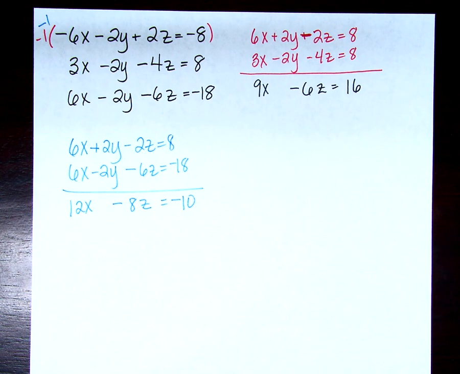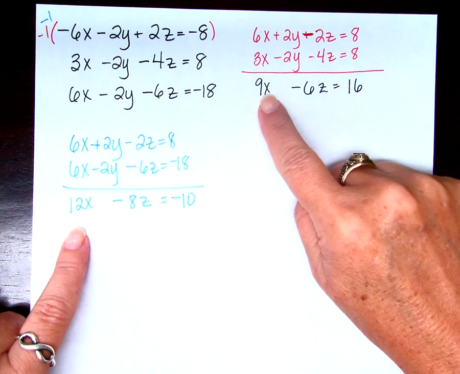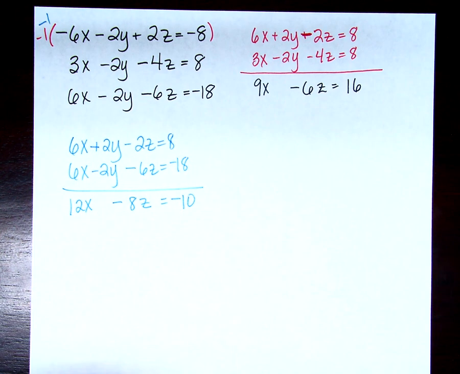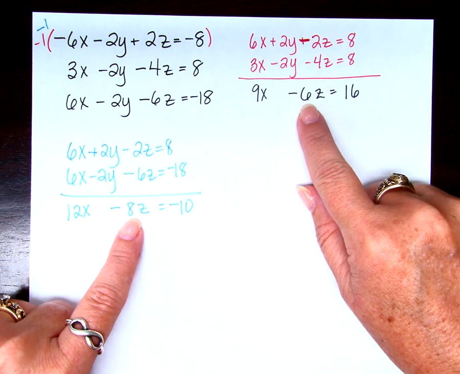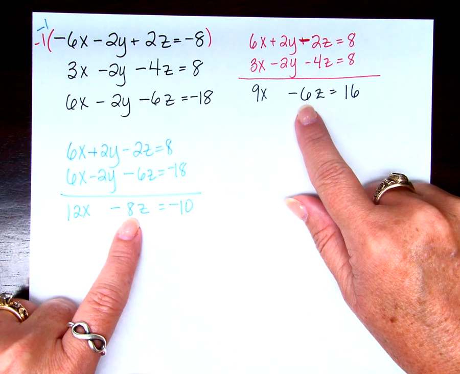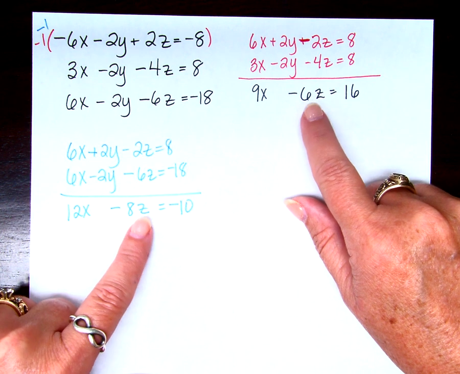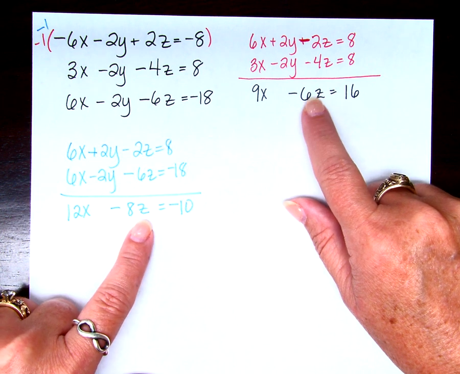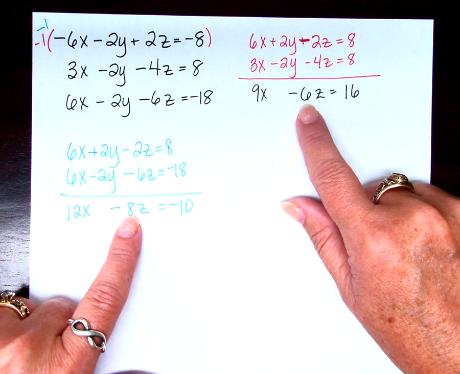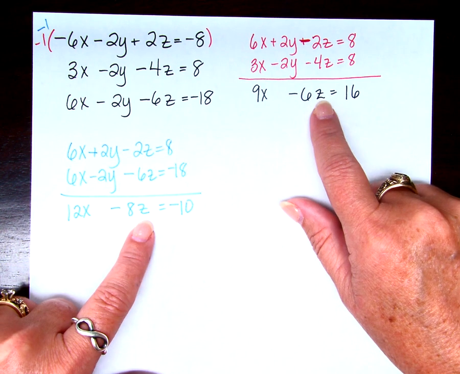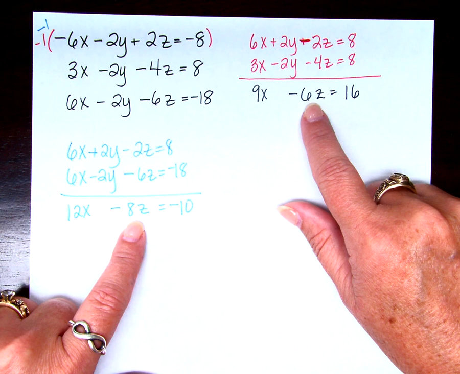So now I need to eliminate one of those. If I'm eliminating one of those, which one would be easier? What would we make z's to eliminate them? What am I going to have to make the z's to eliminate them? What's the smallest number that they both divide into? Not by, but into. 24? Oh, yeah, 24.